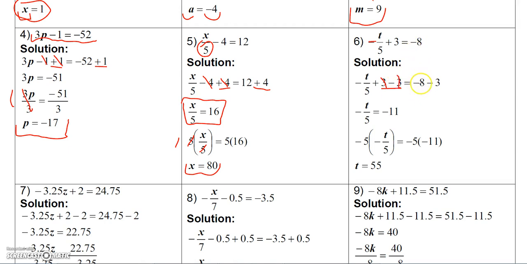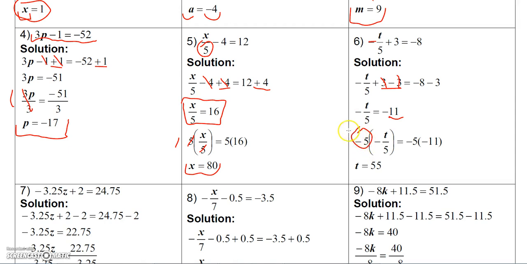So let's subtract 3 from both sides, and that way it'll cancel the positive 3. And then negative 8 minus 3, you have to subtract 3 from negative 8 on the left, and negative 8 minus 3 is negative 11. So all I have left on the left is the negative t over 5. Now remember, since this is a negative, multiplying by 5 won't get the trick done because it would still leave me with a negative. So I actually need to multiply by negative 5 over here.